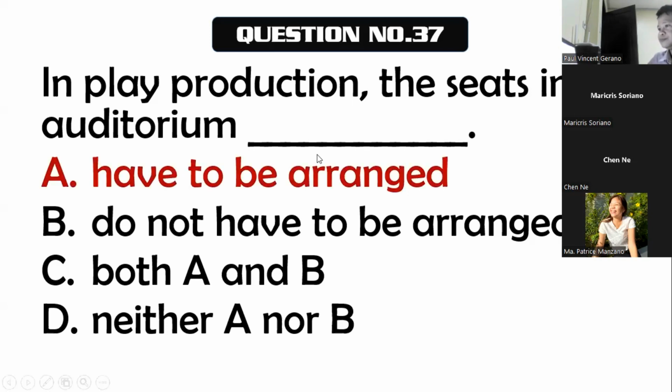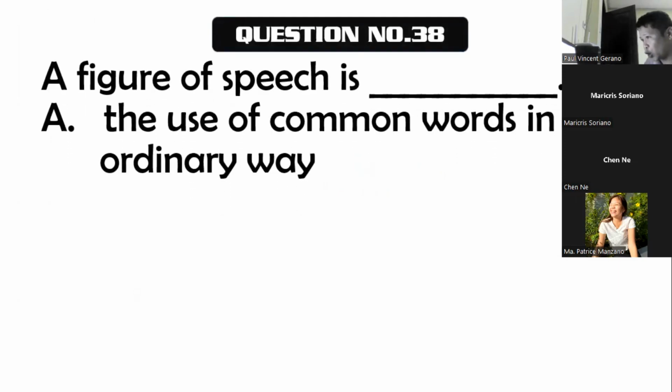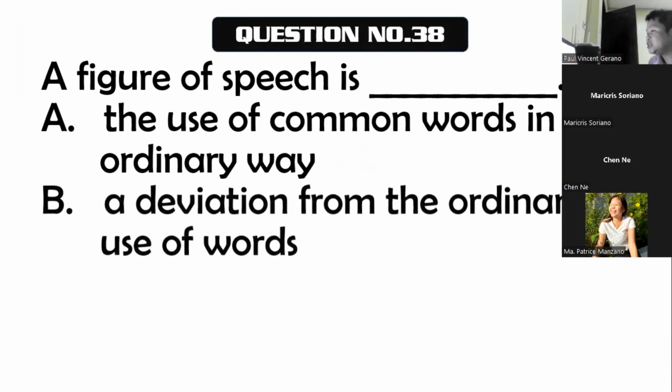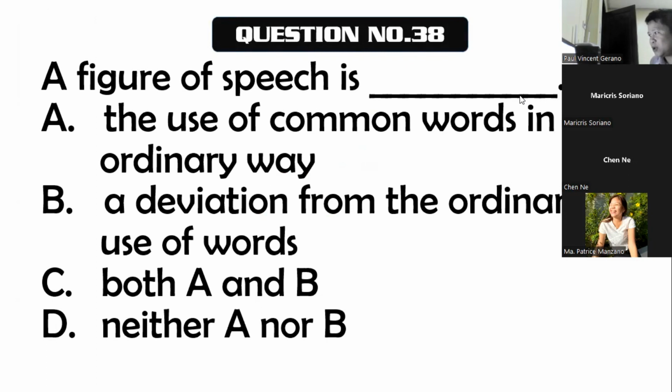38. A figure of speech is A, the use of common words in an ordinary way. B, a deviation from the ordinary use of words. C, both A and B. D, neither A nor B. What's the answer? Figure of speech, letter B, correct. I'm sorry, the answer there is letter B. This is a typographical error. The answer here is letter B, not letter C.